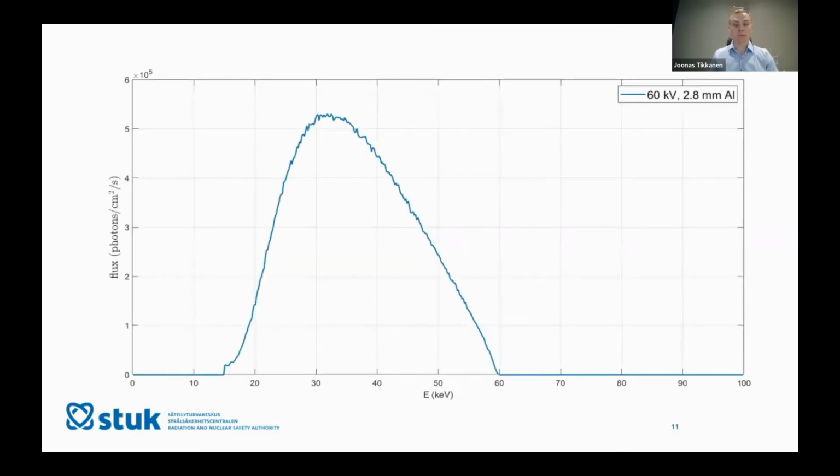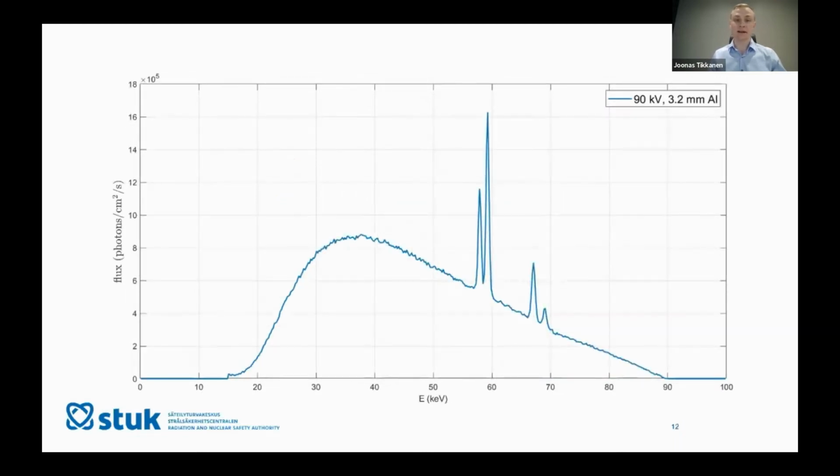And here are a couple of different example spectra. So this is, I think, RQR3 radiation quality. These spectra have this kind of broad shape usually, depending on the spectrum. And this is, I think, the RQR6. So here the tube potential is 90 keV, which means that we are getting these characteristic X-rays that you can see at 55 to 70 keV.